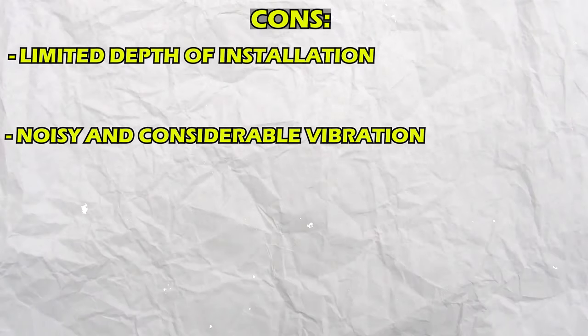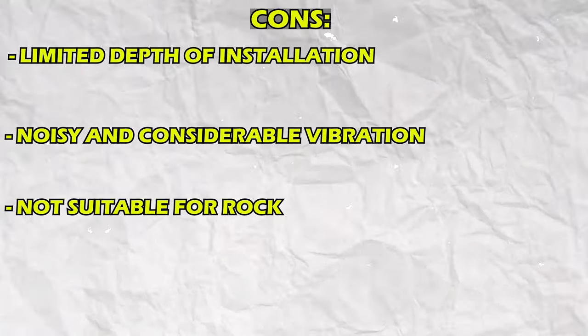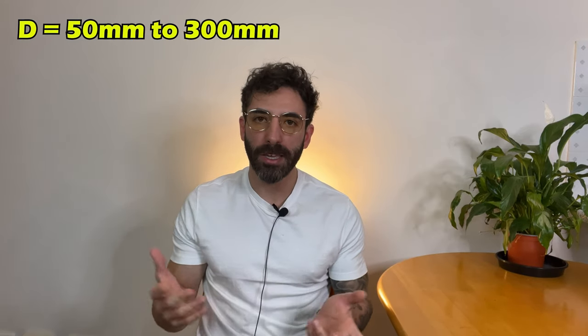And the cons: limited depth of installation, noisy and considerable vibration, not suitable for rock. Next on the list are the micropiles. Micropiles are essentially mini board piles. Their diameter ranges from 50 to 300 millimeters, and they are mainly used to strengthen existing footings.